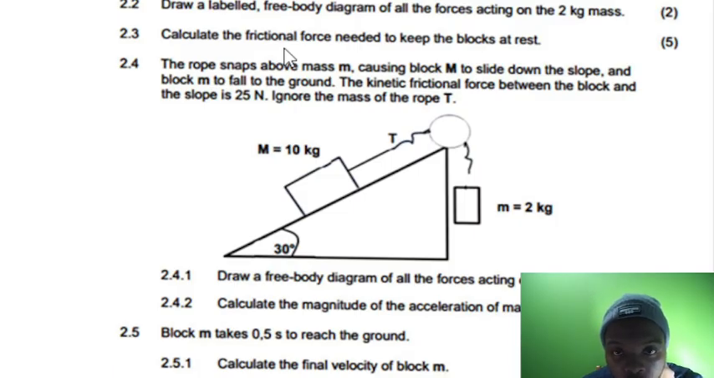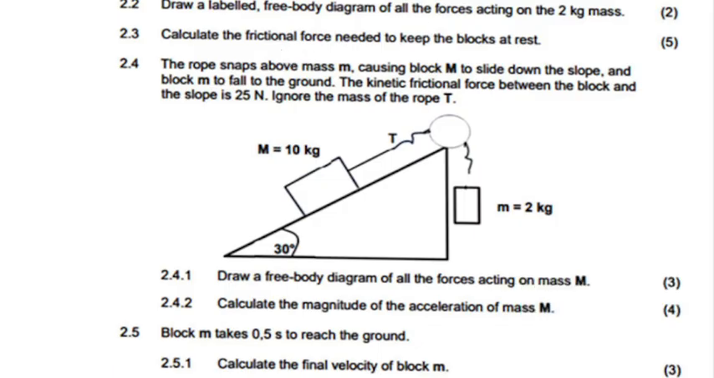And they tell us that block M falls to the ground. The kinetic frictional force between the block and the slope is 25 newtons. That's for the 10 kg. Ignore the mass of rope T, so ignoring the mass of the tension. Okay, so draw a free body diagram of all the forces acting on mass M. That's the 10 kg block.